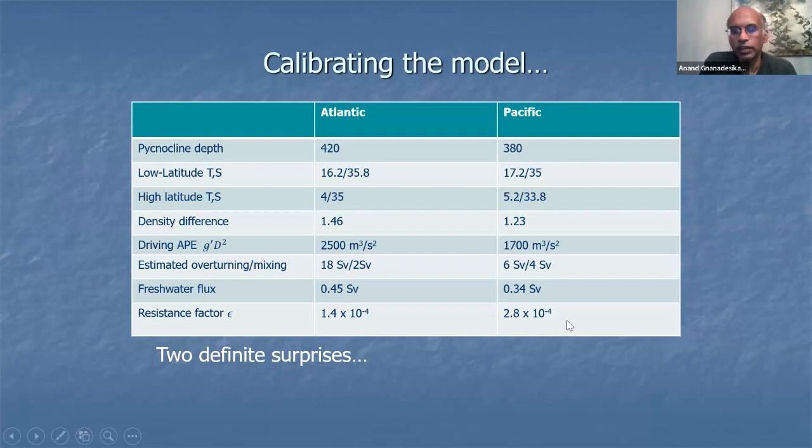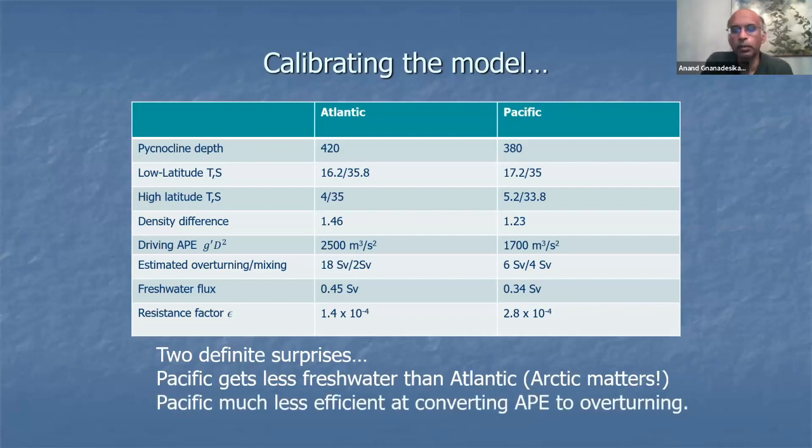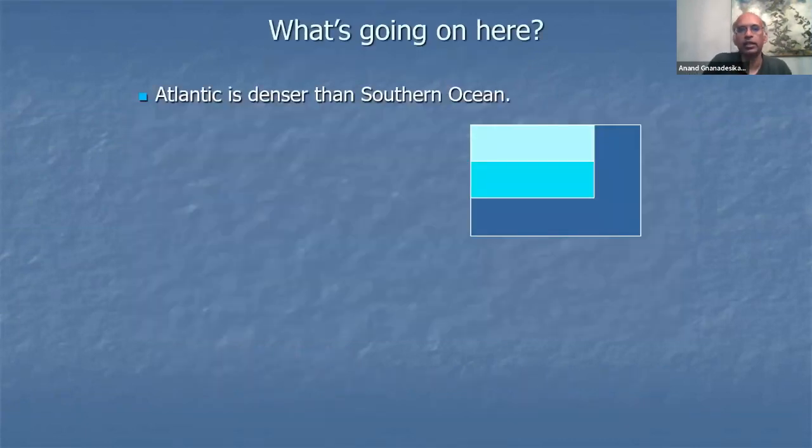We also find that the resistance factor in the Pacific is different than the Atlantic. The Pacific gets less fresh water than the Atlantic, so the Arctic matters. And the Pacific is much less efficient at converting the available potential energy. The fact that you have this light water trying to surge polewards, it's much less efficient in the Pacific than the Atlantic. Why is that?